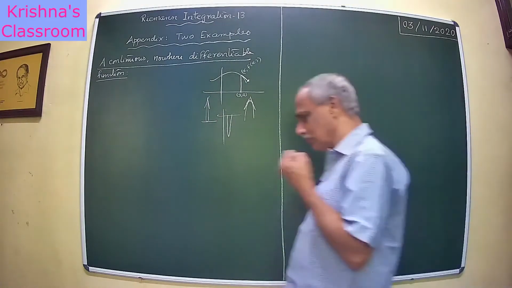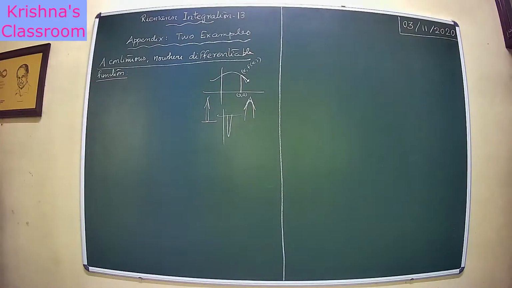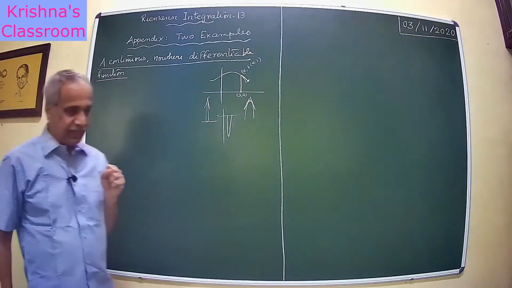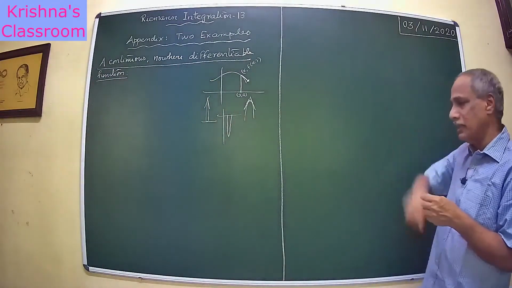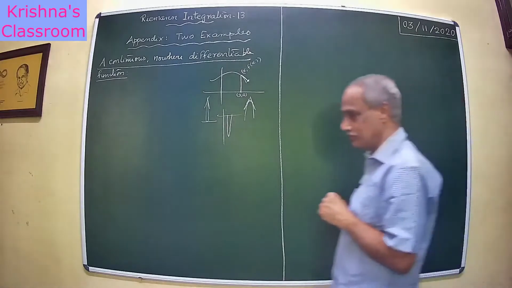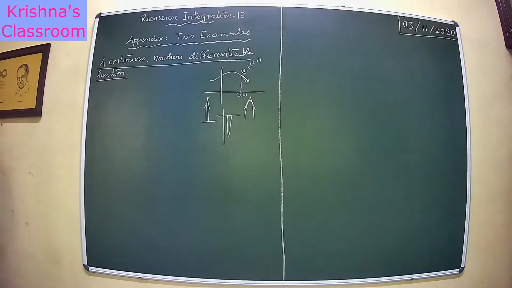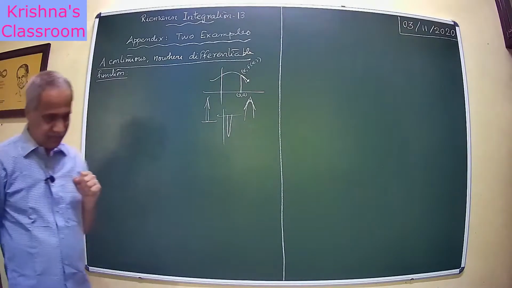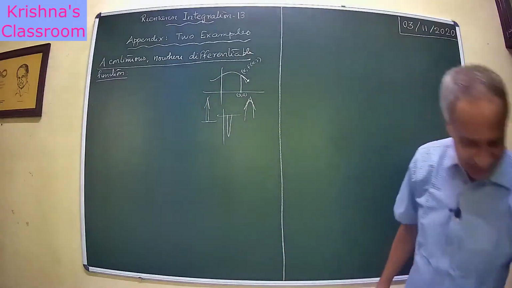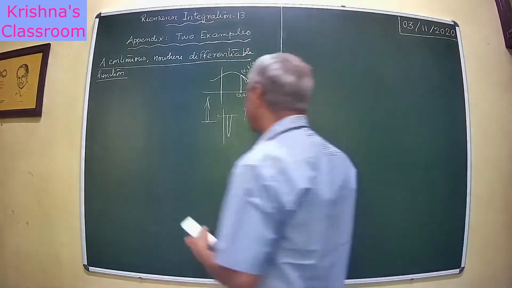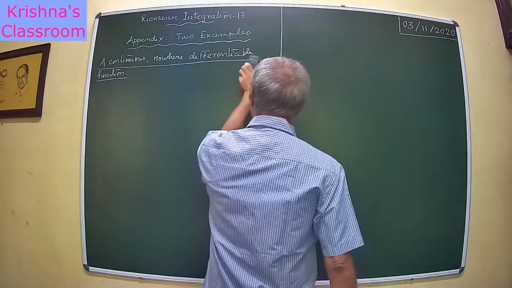So one way to break down the differentiability of an otherwise continuous function is to make it oscillate very, very rapidly. Right? That is one way of doing it. Now let us see how we can achieve this. It's a fascinating question. Now let me take this out and then go on with the construction.